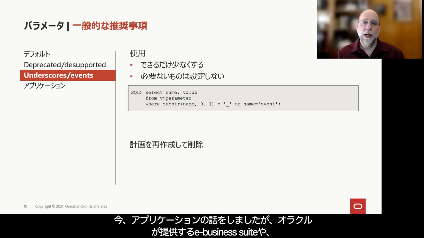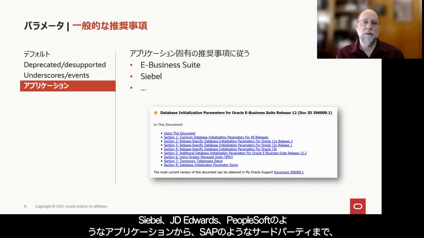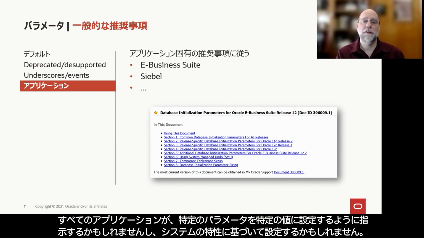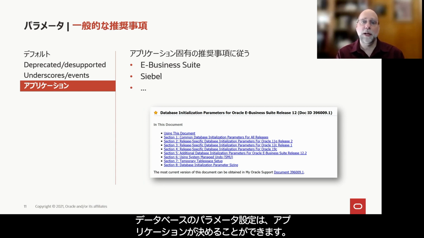Now, I mentioned applications, and every application from Oracle-supplied ones like eBusiness Suite, Siebel, JD Edwards, or PeopleSoft, to third parties like SAP might tell you to set certain parameters at certain values or based on system characteristics, and that's okay. The application gets to dictate your parameter settings for the database.